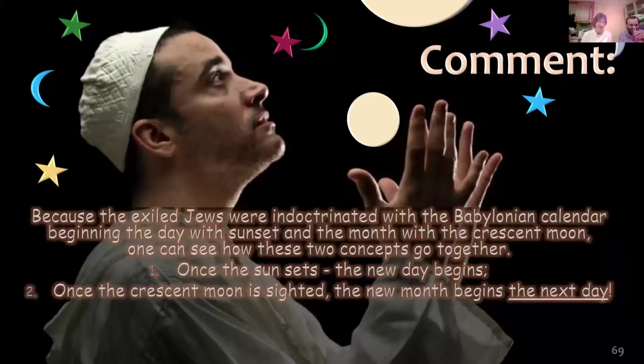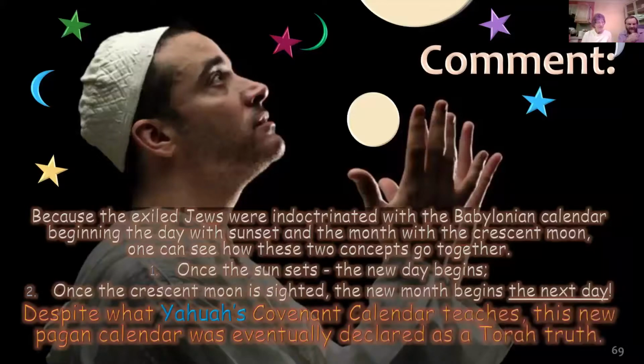That's interesting, everybody. They don't begin the new month day the day that they sight the new moon. The next day is when they start it. Where would they get that pattern? Maybe somebody can tell us. Despite what Yahuwah's covenant calendar teaches, this new pagan calendar was eventually declared as a Torah truth. Mm-hmm. That was around 200 or 300 AD.